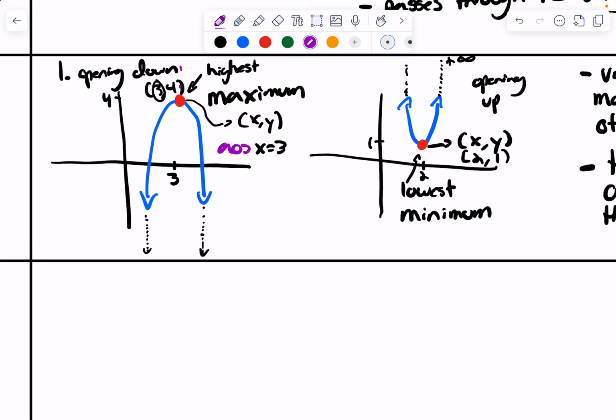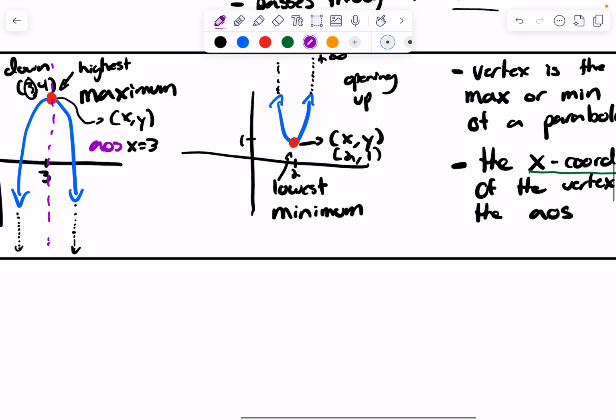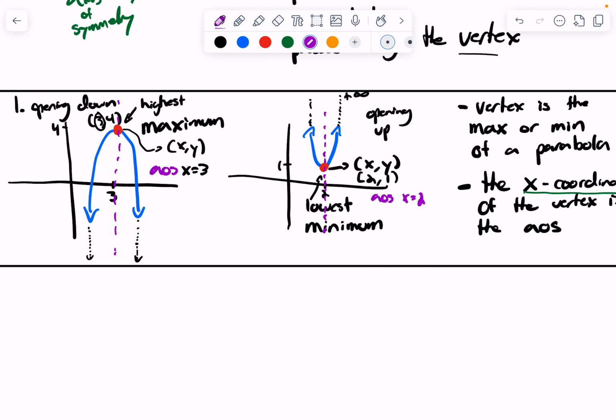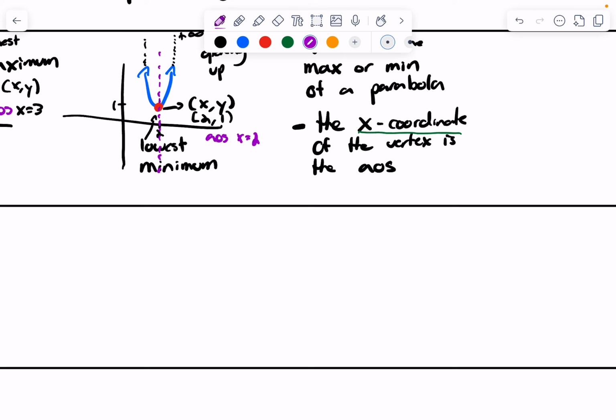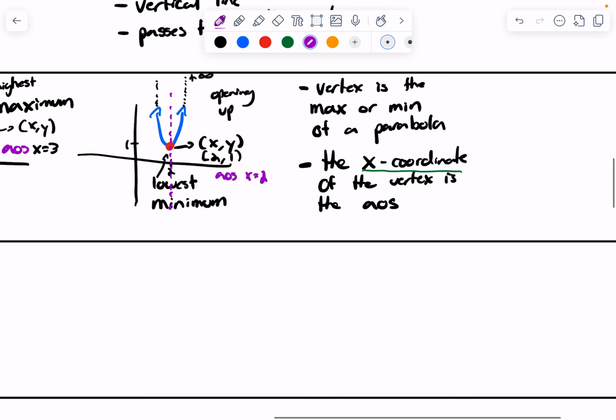And it would be like this. Here, your AOS would be x equals 2. This value. And that's what it would look like. All right? So that's the main idea. The x coordinate of the vertex is the axis of symmetry, and the vertex is either your max or your min, depending on if it's opening up or down.